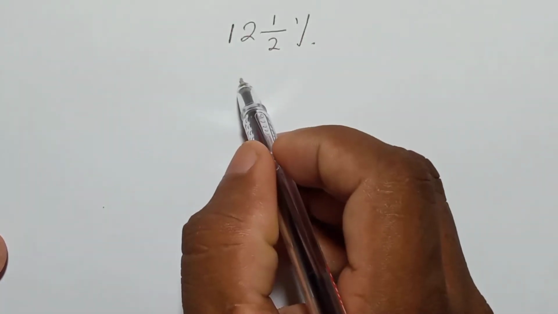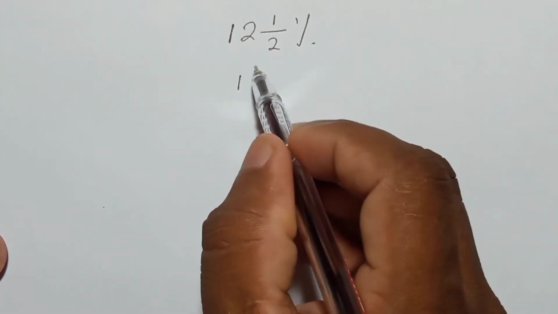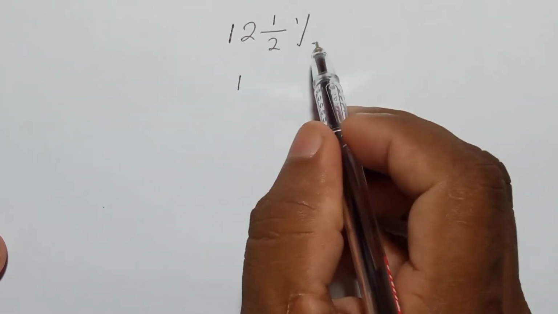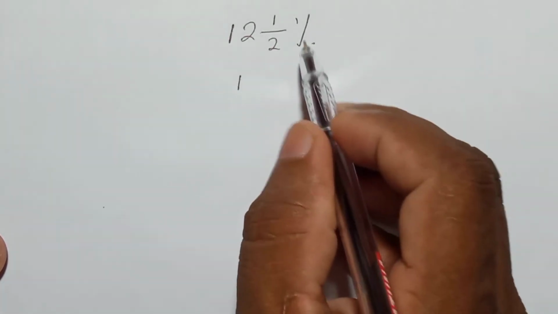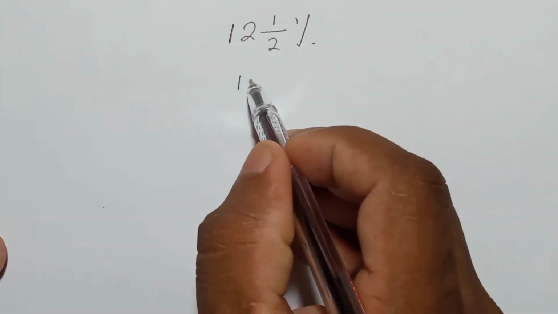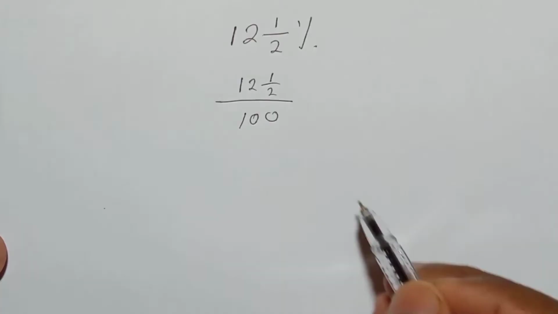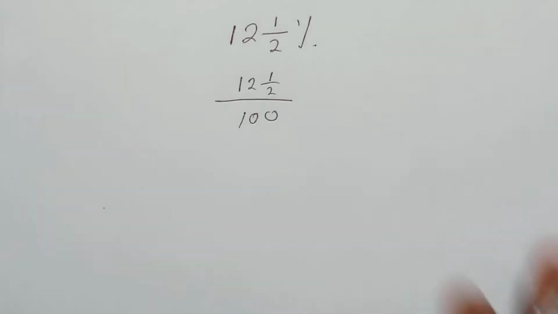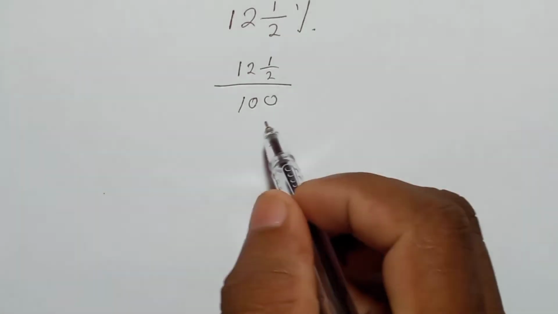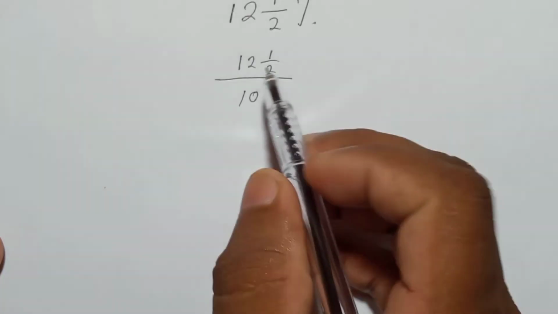Remember what percentage means: over 100, normally out of 100. If you write this, it will be 12 and a half over 100. That's the idea, right? This is a very simple question. We have learned this very simple thing.